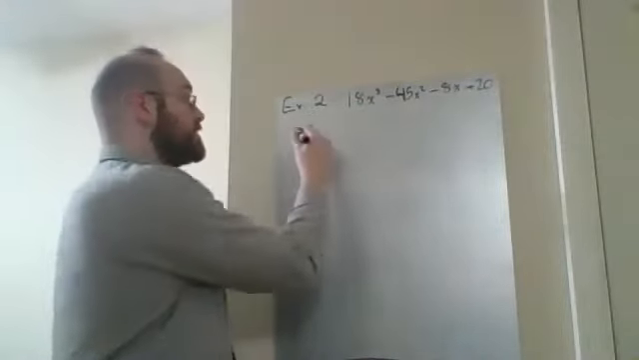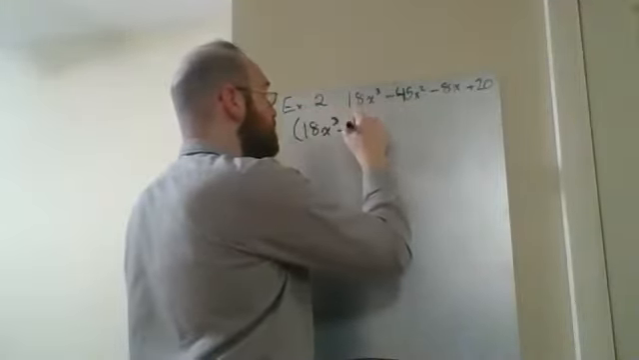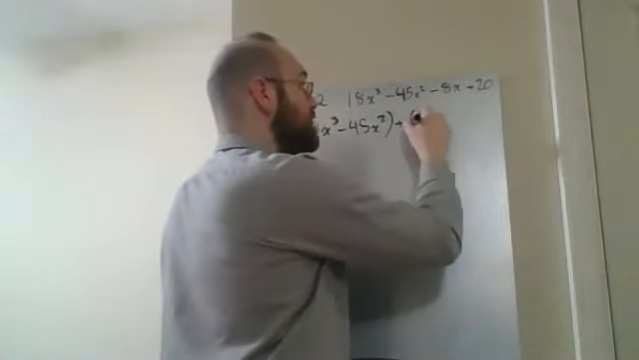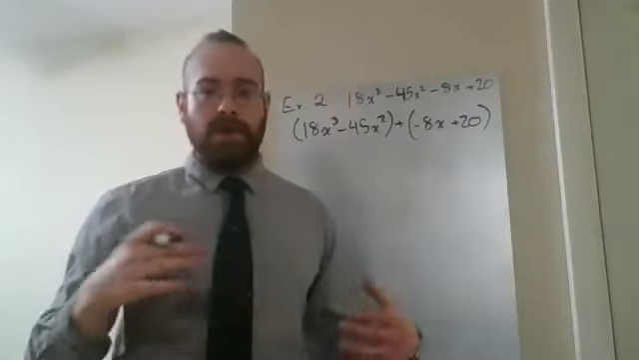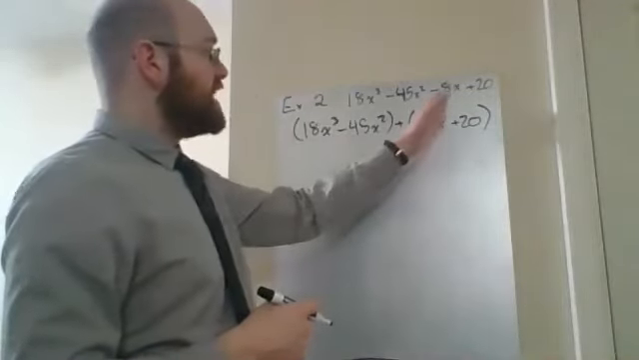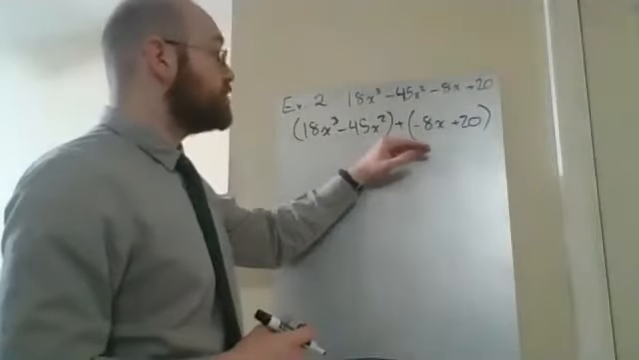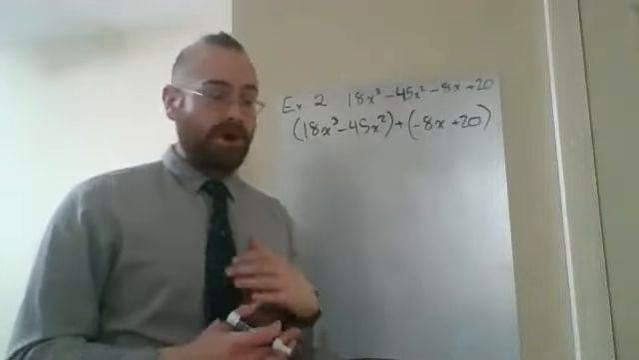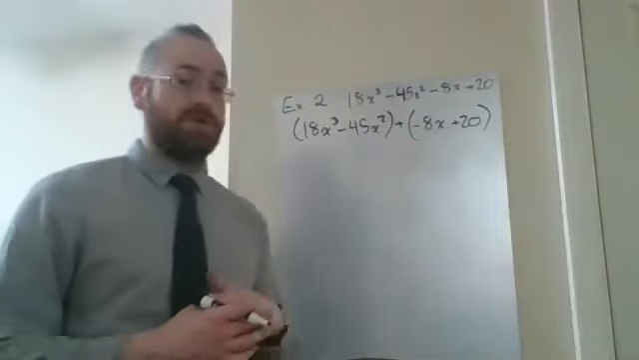So I'm going to first set up my groups. So I have 18x cubed minus 45x squared. And then I'm going to have plus negative 8x plus 20. Now, one place that I see students get confused often is they want to divide that 8x plus 20 into its own group without having the negative sign. We always have to group initially with a plus sign in the middle. Now, pause the video again, see if you can identify and factor out the GCF from both terms.